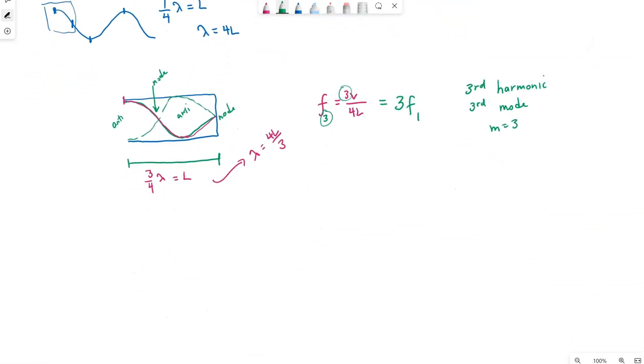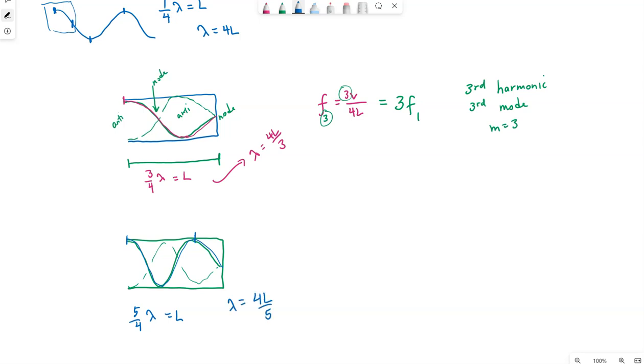Our generic equations, we find if I were to draw the next pattern with another antinode in here, following the wavelength, I would have one whole wavelength and then another quarter. So that would be 5/4 wavelength within the length of the pipe, meaning the wavelength is 4L over 5. So this frequency, speed over the wavelength, we get a 5 in the numerator. So 5 times that fundamental. This is the 5th harmonic.